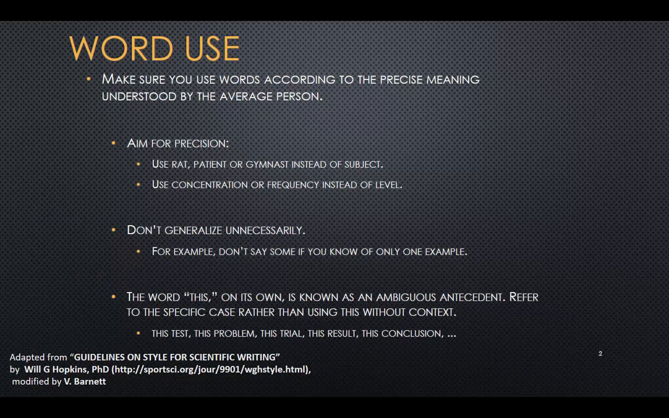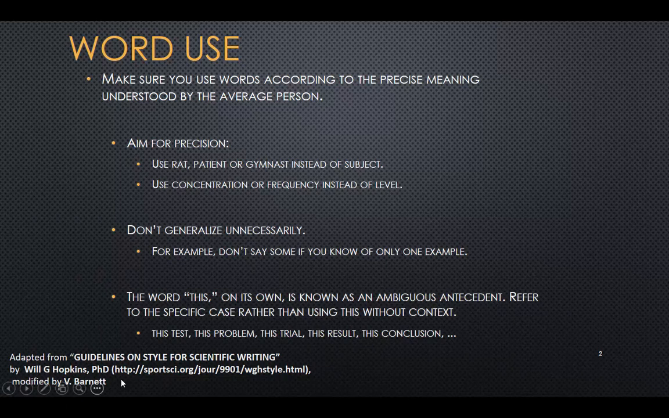Instead of using subject to define a participant in a research protocol, say patient, say rat, frog, mouse, gymnast, whatever it was, say what it was. When you're talking about a value that has changed, don't say that the level went up, say that the concentration increased or the frequency decreased. Whatever the value is, you want to be precise about it.